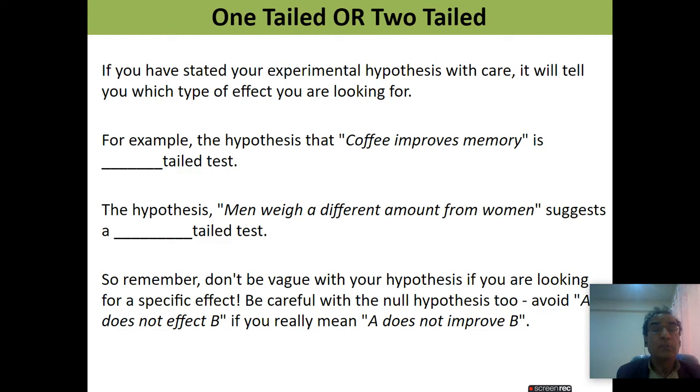The hypothesis that men weigh a different amount from women suggests it is a one-tail test or two-tail test? So please insert the answer here. Remember, do not be vague with your hypothesis. If you are looking for a specific effect, be careful with the null hypothesis to avoid it. A does not affect B if you really mean A does not improve B.